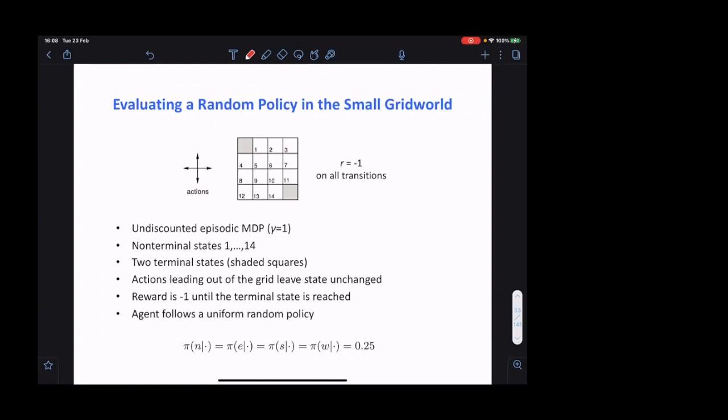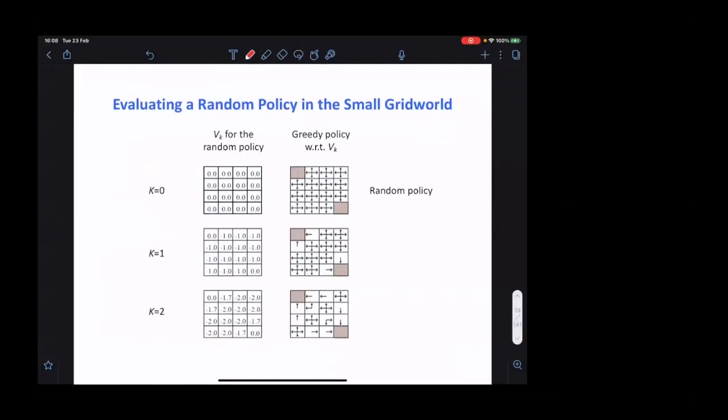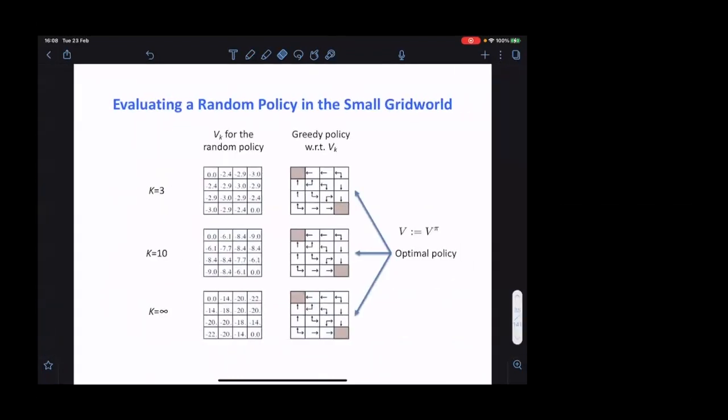You could obviously have a random policy as well, isn't it? So here is the update using policy iteration. You start with a random policy, and you can see that after a few steps it gives you a good solution already.